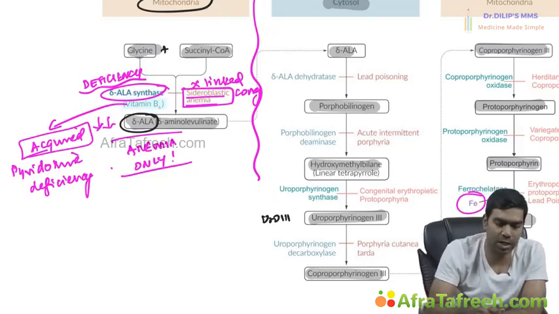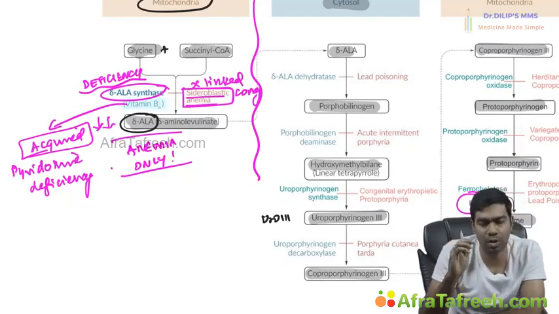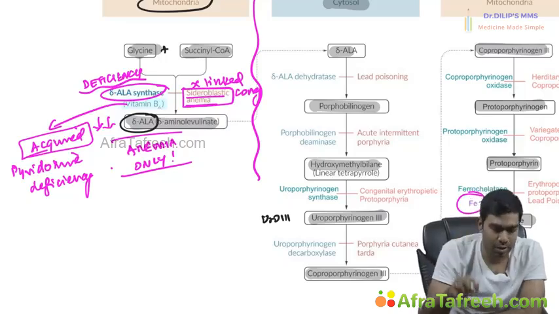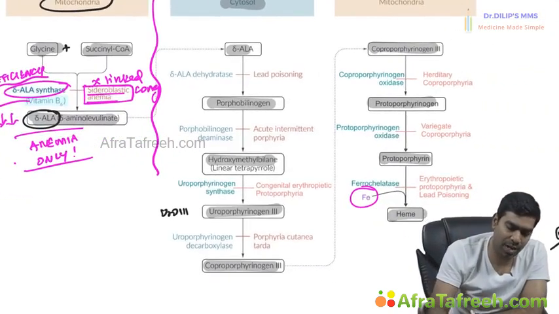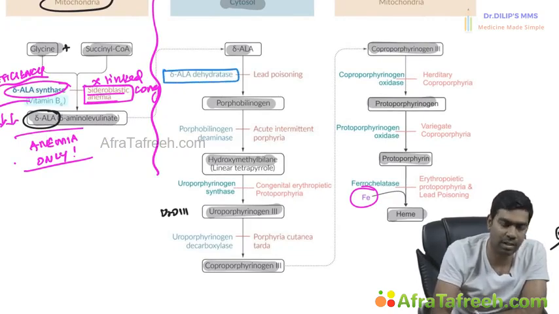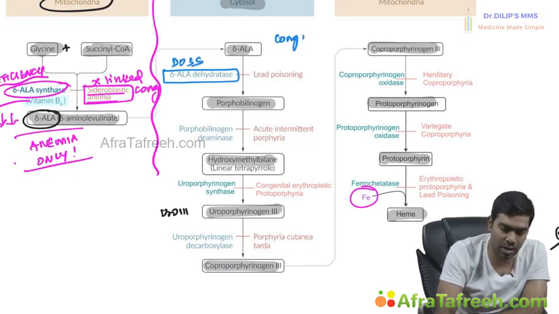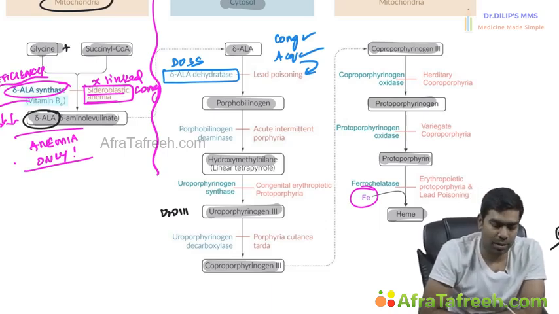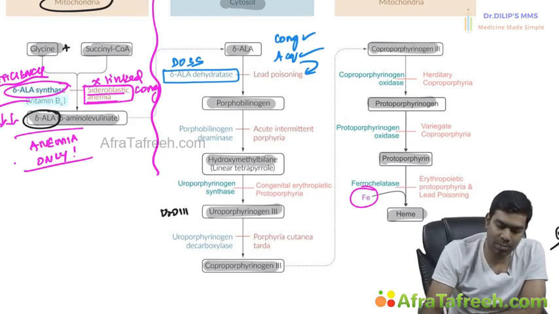Once again, we are not going to talk about porphyrias here, because this is not a part of porphyria, but other enzyme deficiencies typically result in a porphyria. For example, if you have an ALA dehydratase deficiency, this is what we refer to as something called a DOS porphyria. DOS porphyria can be congenital or it can be acquired, and one of the important causes of acquired DOS porphyria is lead poisoning.